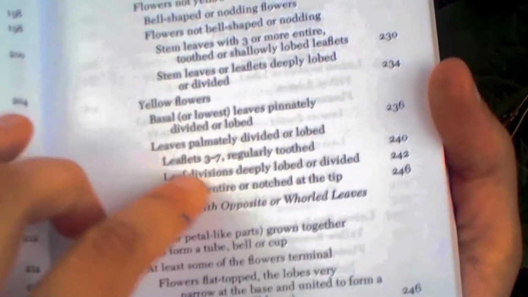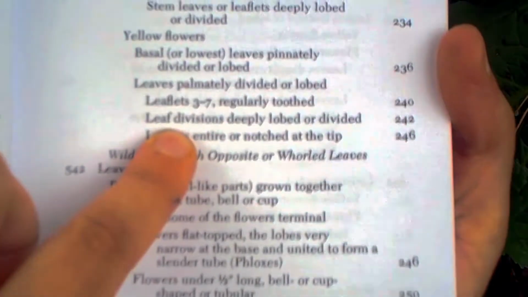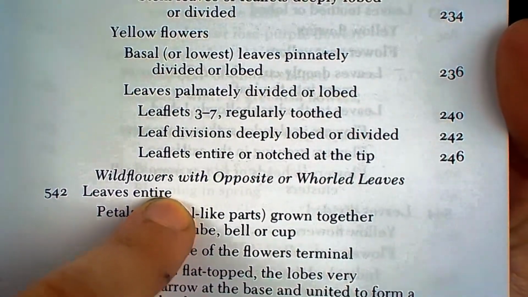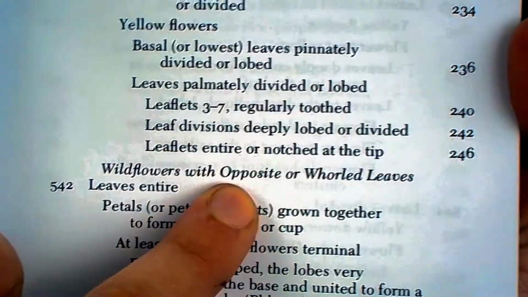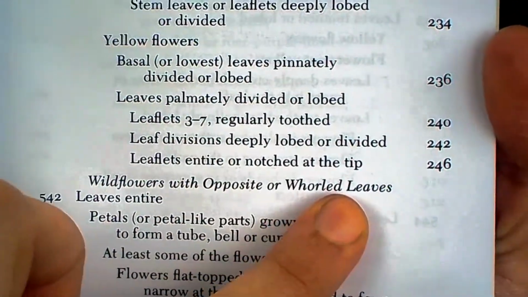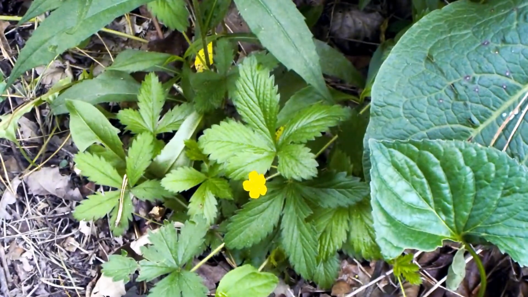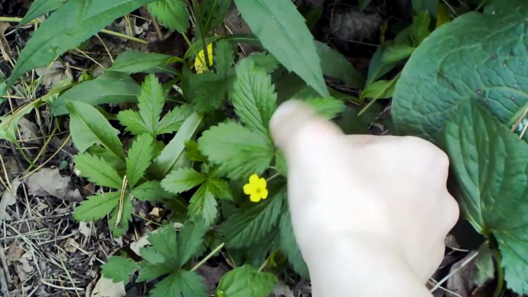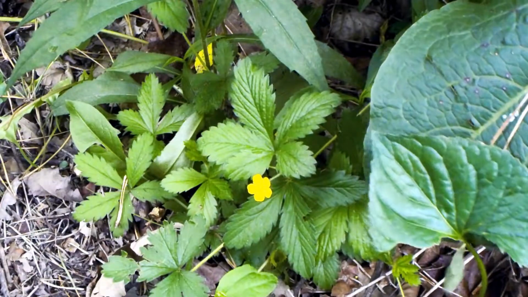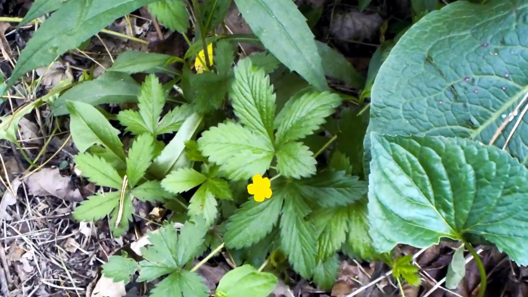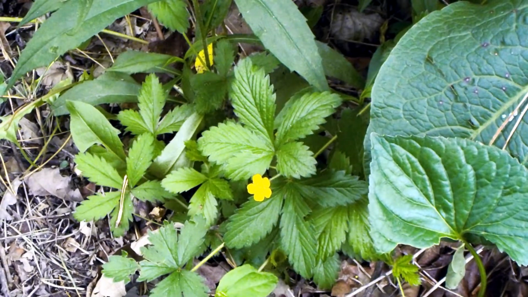So we're going to select that, and then we need to decide if we have leaflets 3 to 7 regularly toothed, leaf divisions deeply lobed or divided, or leaflets entire and notched at the tip. So if you look at these leaves right here, this is one whole leaf, and each of these is a leaflet. So those leaflets are 3 to 7, 2, 3, 4, 5, and they're clearly regularly toothed. So I'm going to go ahead and head over to page 240.